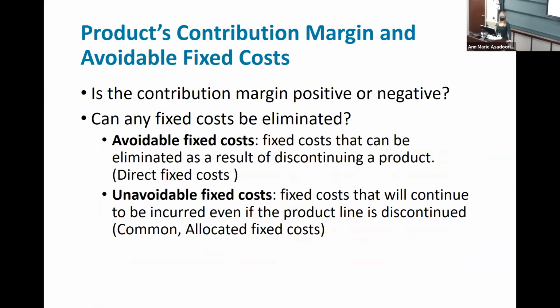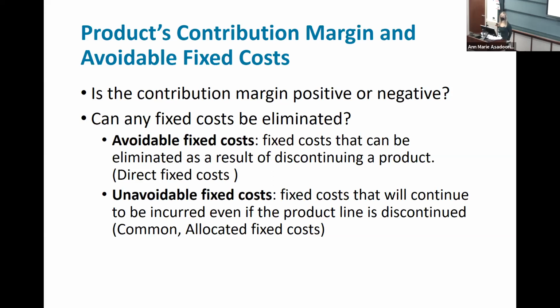Okay, so you want to say, is the contribution margin positive or negative? If it's positive, then you want to continue with your analysis. If it's negative, then you know that this product has to be dropped. All right, so I already know that the margin is positive. And now what we're looking for are those avoidable fixed expenses, right?